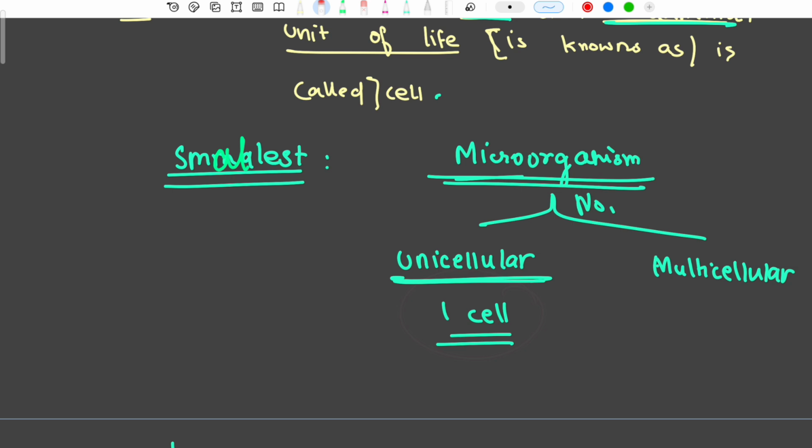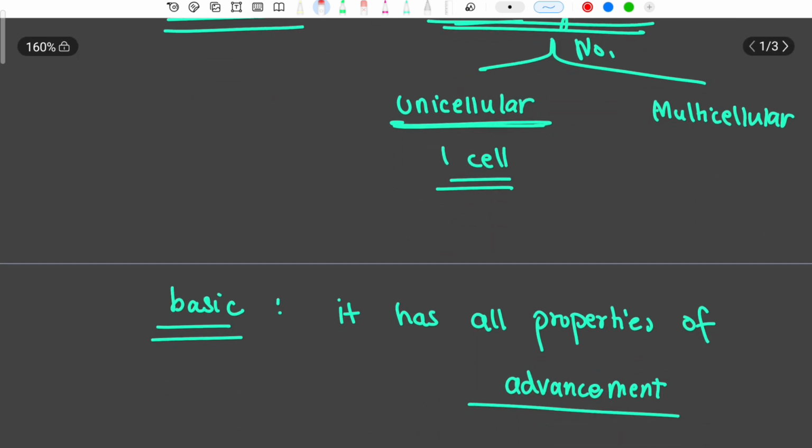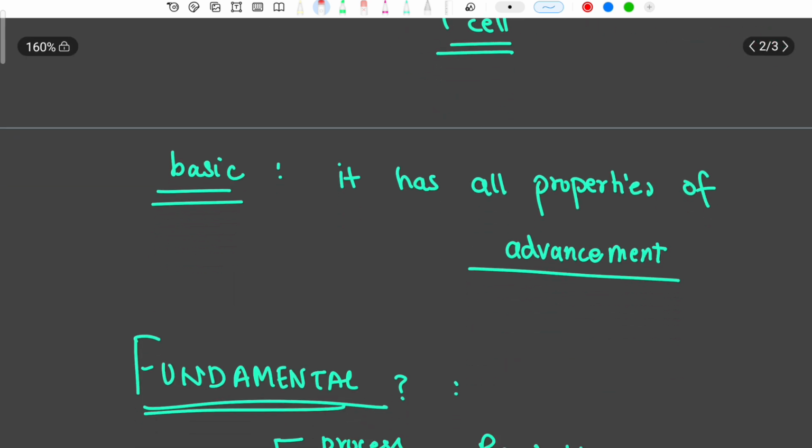So it is the smallest unit of life. Why is it a basic unit of life? It is basic because it has all the properties of advancement. Nothing in the body is so advanced, even being this small. The cell has all the features which a body needs to function. It has respiration, excretion, and all the systems are made up of this.